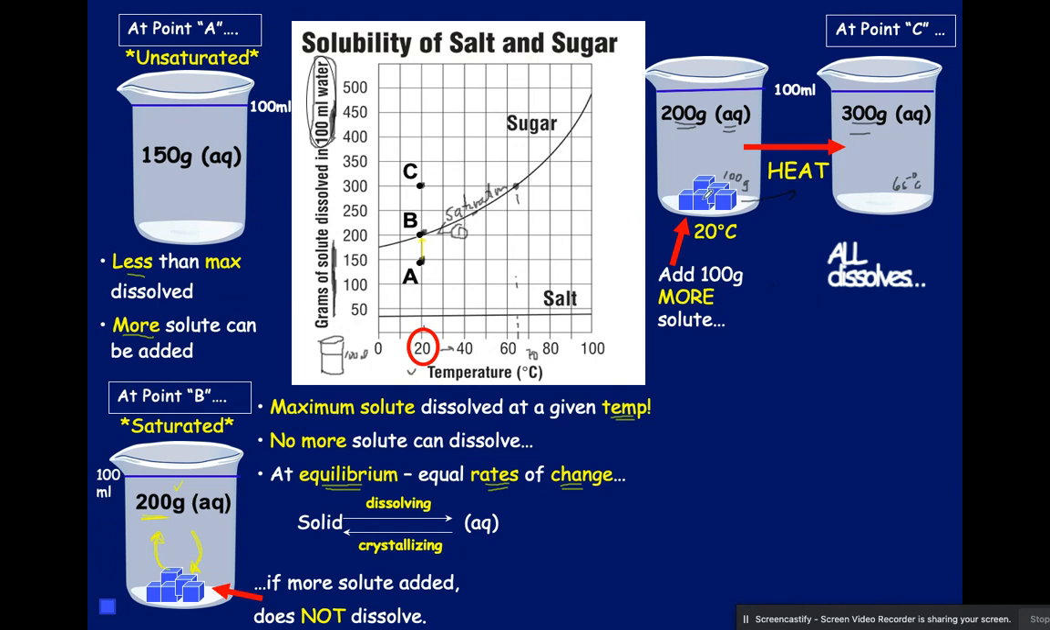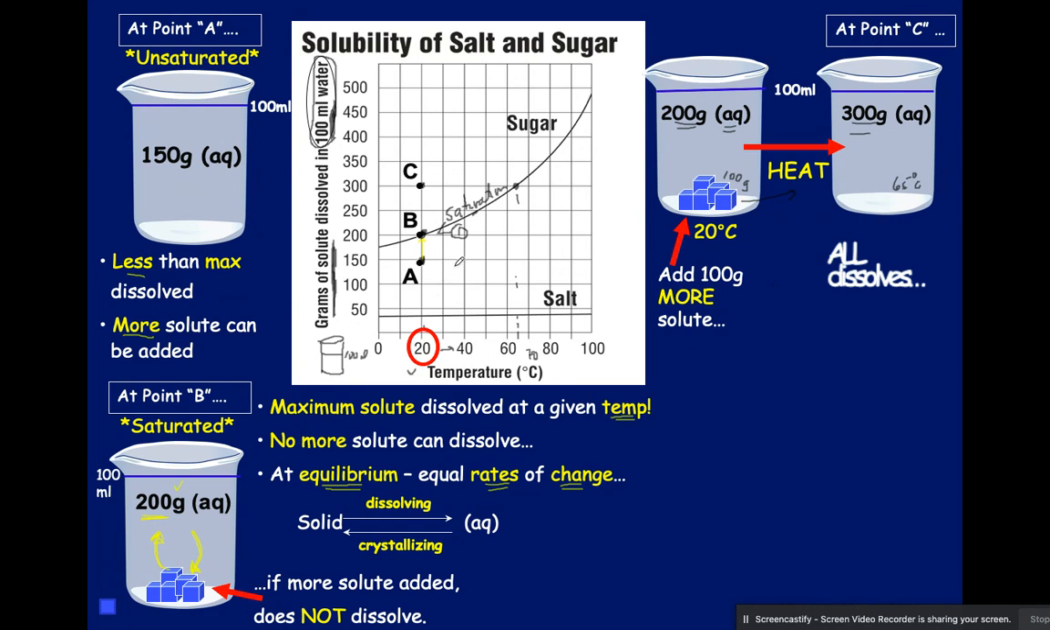So I could do that. If I cool it back, what would you expect? Well, you would expect that the crystals would be reversed, right? If I went back the other way, the 100 grams of crystals would fall out and become solid again, because at 20, I can only fit the 200.